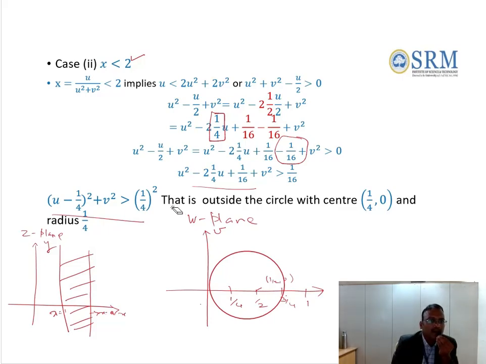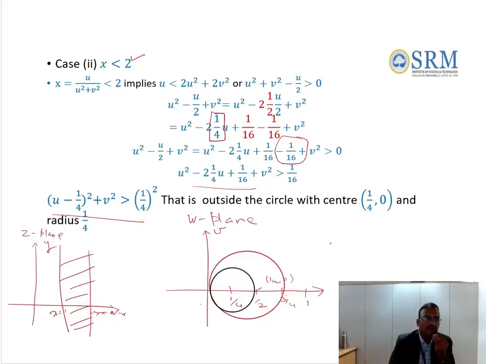Then this equation says outside the circle with the center 1 by 4 comma 0 with the radius 1 by 4. So we have to draw another circle with the center 1 by 4 comma 0 and radius is 1 by 4.